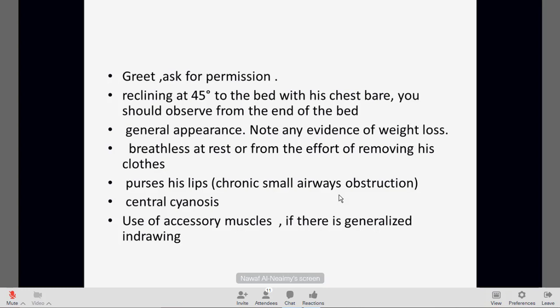Also, you can notice whether the patient purses his lips. Purse lip breathing is where patients with chronic obstructive pulmonary disease try to create an air splint to support the airways.